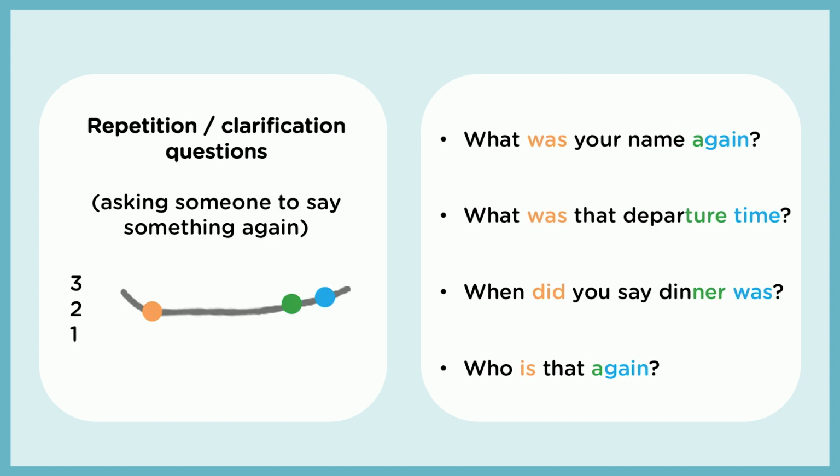This is another type of question. So we call this type repetition or clarification questions. Basically, it's when you ask somebody to say something again or for a second time. Right. So I could be feeling really forgetful today. You've told me your name, but I missed it. So I'll say, what was your name again? Jay. Got it. Won't forget this time. So with this pattern, we start with our voice at a medium level, then we bring it down. What was your name again? What was that departure time? When did you say dinner was?